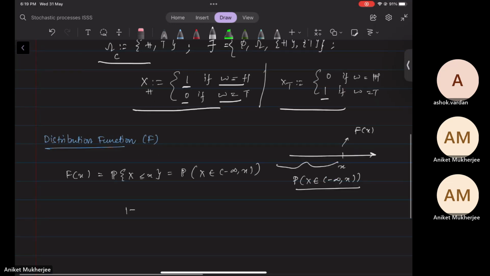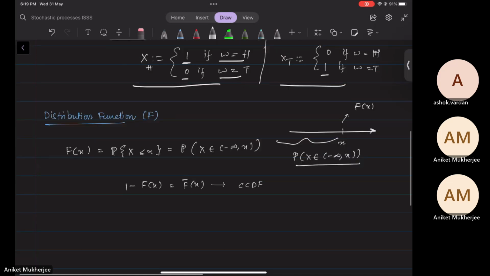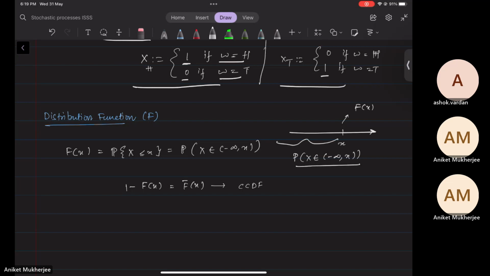For one dimension, we have 1 minus F(x). This is called the CCDF, the complementary cumulative distribution function. And F'(x) is equal to the probability that X is greater than x. This is just the complement of this.